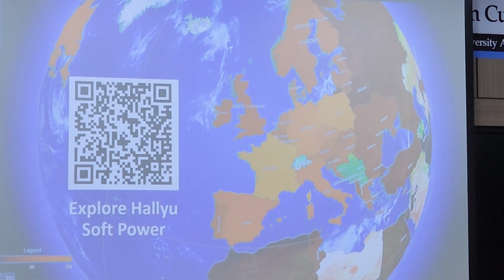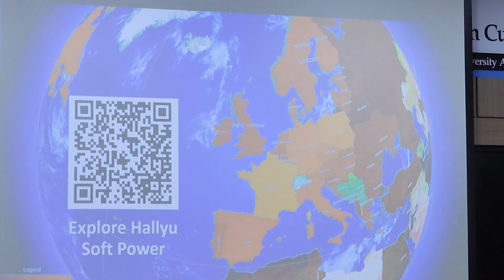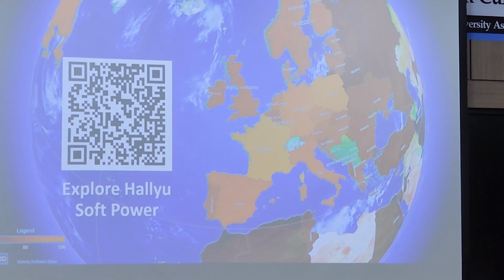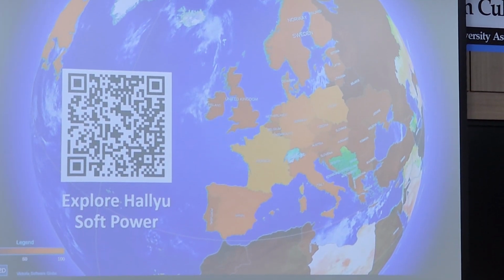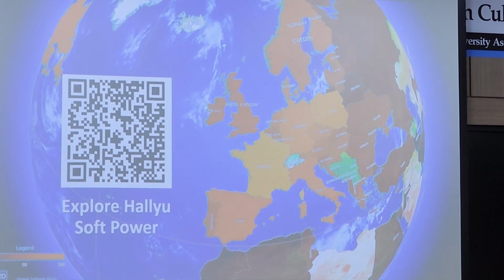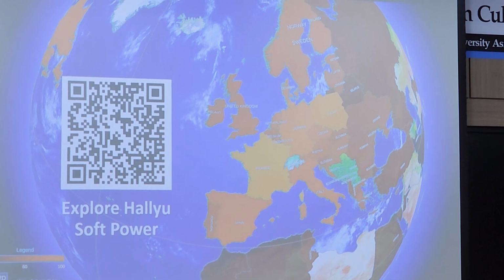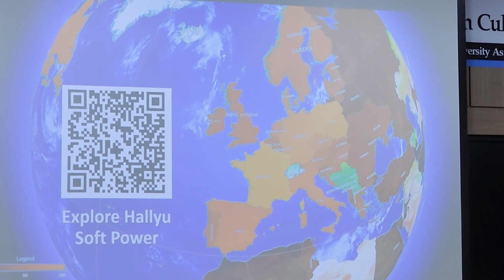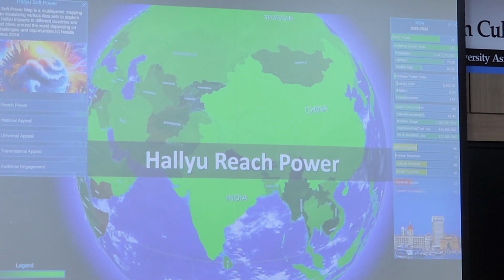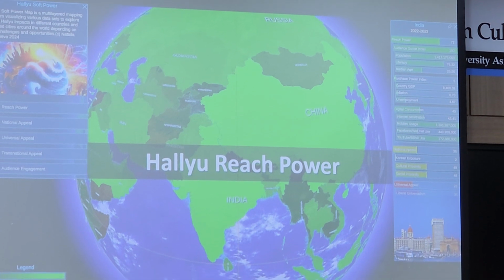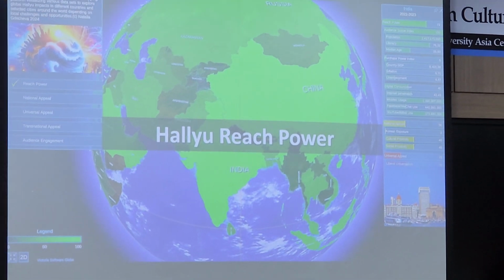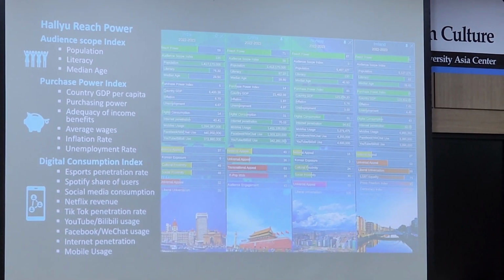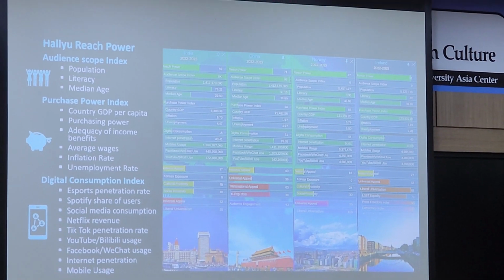And now let me go through a few mapping layers that we have developed for exploring Hallyu as a soft power. So this is a QR code which leads you to a link. It's not for a mobile application, it's a desktop application, but you can save the link and play with the application and this visualization at home and in public access. So let me just start with the Hallyu reach power, which is visualized on the global map with a green color. And it actually looks at various data that become components of Hallyu power.